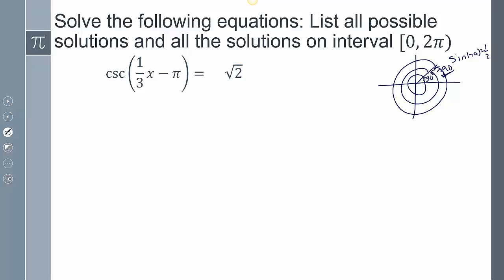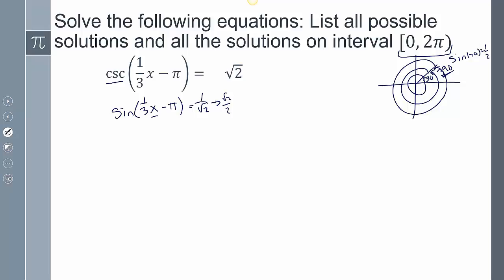So the question is asking us here, it says solve the following equations, list all possible solutions and all the solutions on the interval between 0 and 2 pi. The first thing, because this is cosecant, I can convert this into sine. So this is going to be the sine of 1/3 x minus pi, and this is going to equal 1 over radical 2. Now, if I rationalize that, that becomes rad 2 over 2.